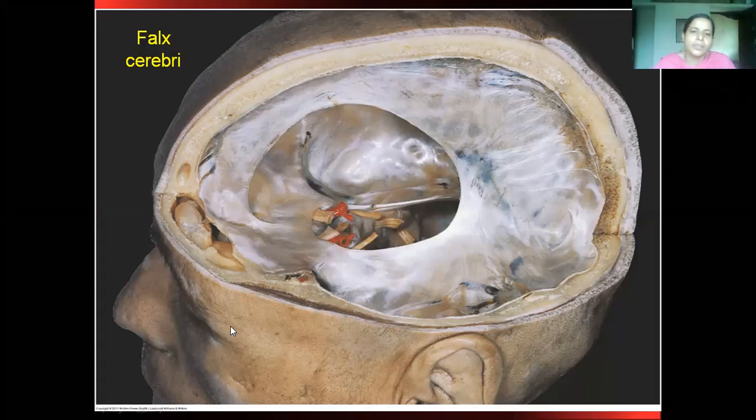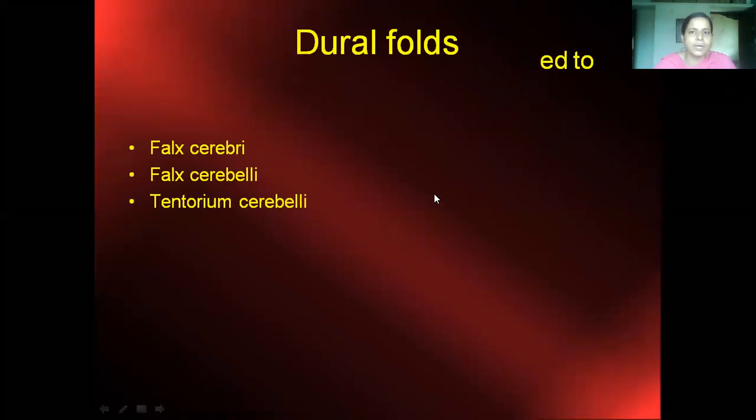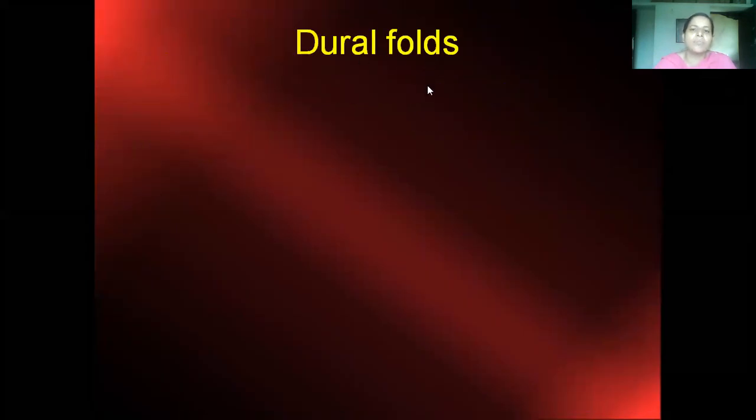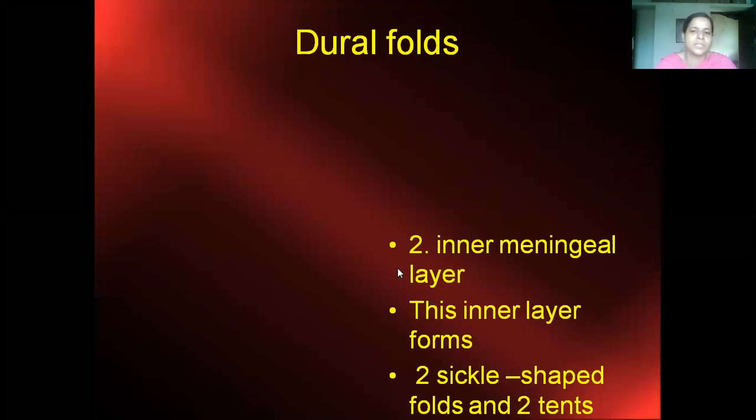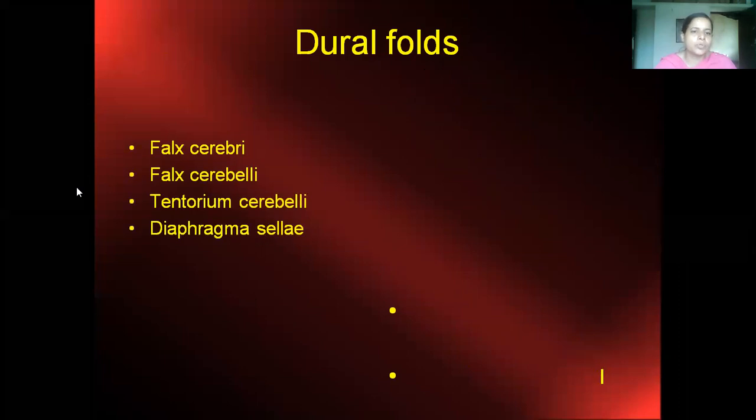So the dura mater is actually forming certain folds which are called meningeal folds. Okay, so they are dural folds. So how many are there? See, the cranial dura is arranged in two layers. The outer layer is called the endosteal layer, the inner layer is the meningeal layer, and this inner layer forms a sickle shaped fold and two tents. I'll show you. So you should know all the names of dural folds.